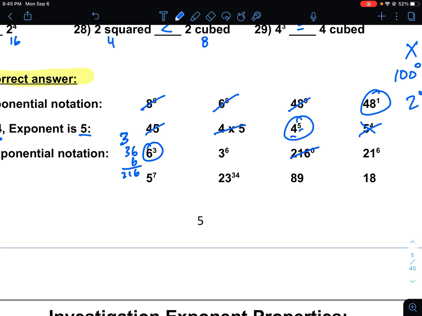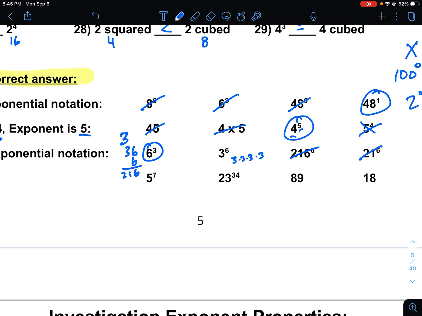21 to the 6 power. No, 21 times 21 is already way too big, but let's just check. 3 times 3 is 9. 9 times 3 is 27. So that's 27. 27 times 3 again. 27 times 3, that's 81.